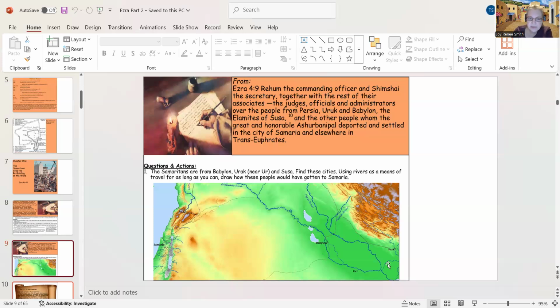Using the rivers as a means of travel for as long as you can, draw how these people would have gotten to Samaria. The reason for using the rivers is that you can travel on the rivers. So you bring the rivers up and then you come down to Samaria. You can see that pathway there. So those are the three cities, and they would travel up the river and then down.